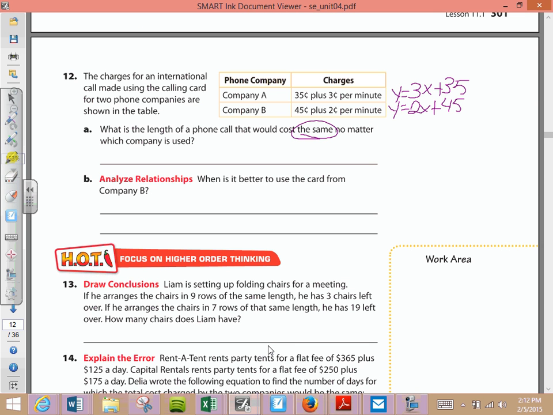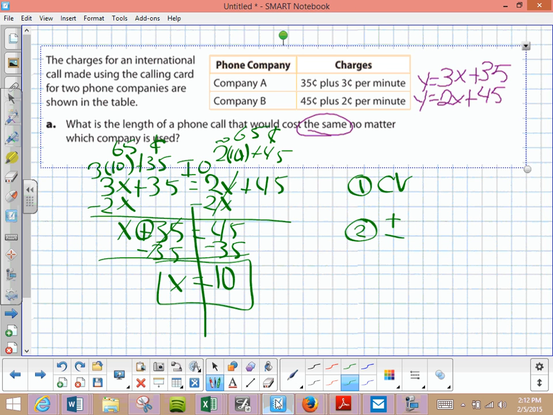When is it better to use the card from company B? Why? How do you figure that out? So I explained this yesterday when I told you to go from the yards and to go to the next one. If you didn't quite get it, go back to that video because I don't want to spend too much time on it. But basically, what did you do to figure it out? Plug in 11, right? Which is the next minute. After the next minute, see which one will be the best deal. Because at this point, at minute 10, they're both the same.